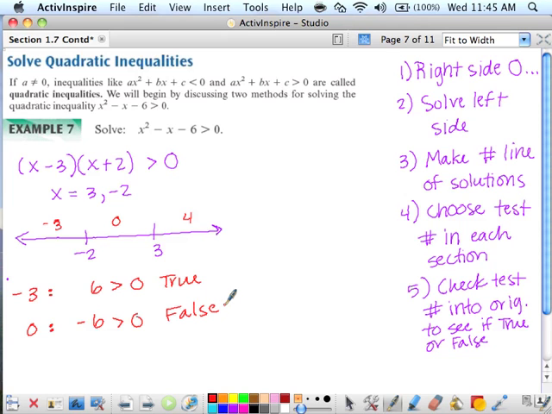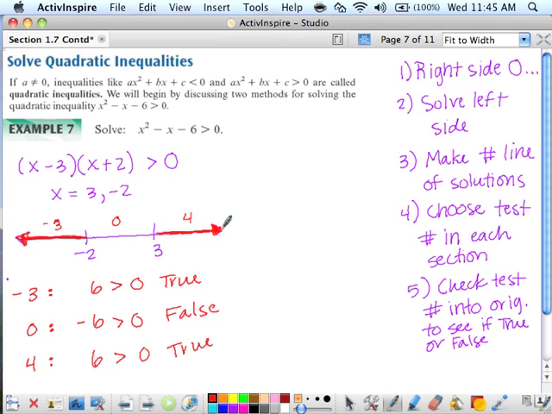And finally, let's plug in 4. If I plug 4 into the original, 4 squared is 16. 16 minus 4 is 12. And 12 minus 6 is 6 again. 6 is also greater than 0, so that section of the number line is also true. So of these 3 pieces, the outer 2 pieces are true, whereas the inside piece is producing a false answer. So we're going to shade only where it's true. I will shade this piece, and I will shade this piece, but I'll leave the middle section unshaded because it didn't produce a true response when I plugged into the original.